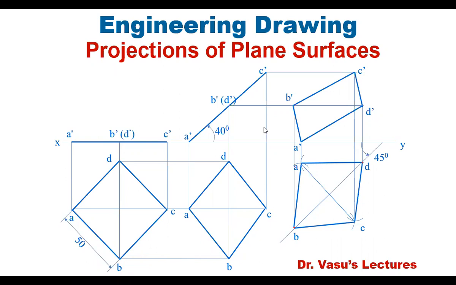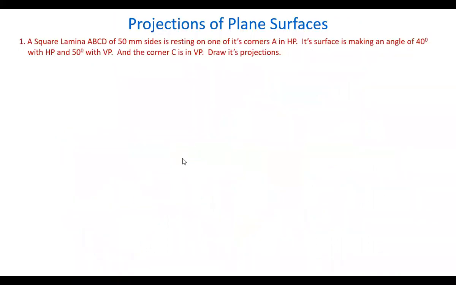Now, let's continue with the projections of plane surfaces, that is, the square. Here, let's take a square lamina ABCD of some side length, resting on its corner in HP. The surface angle is given: it's making 40 degrees with HP and 50 with VP. The sum of these angles is 90 degrees. So it's a typical problem, and let us see how to solve it.